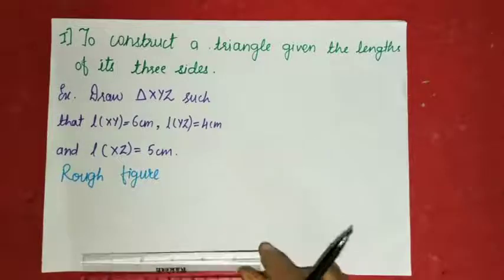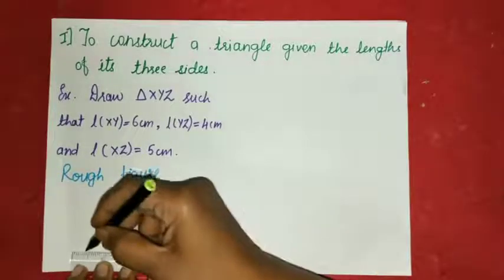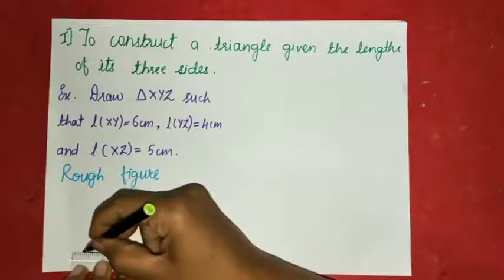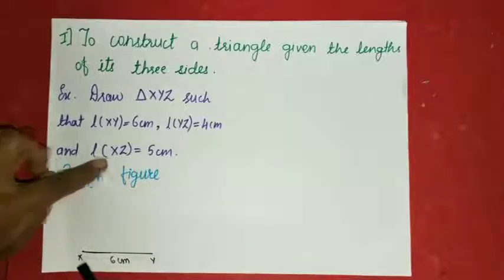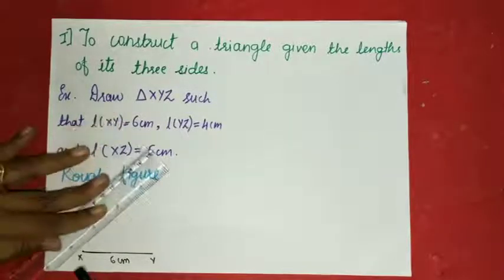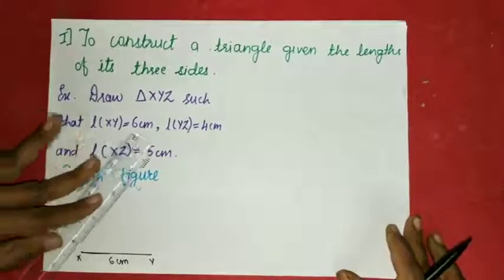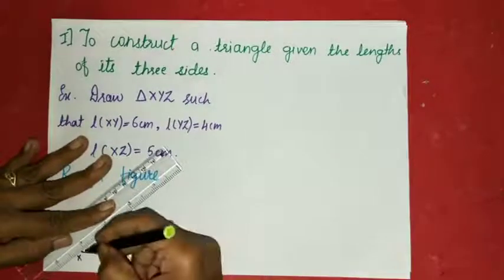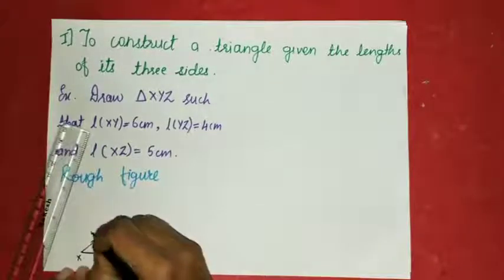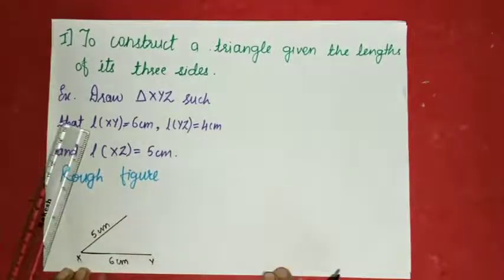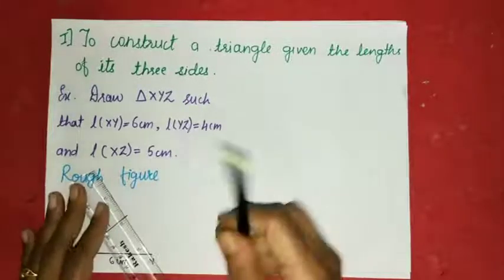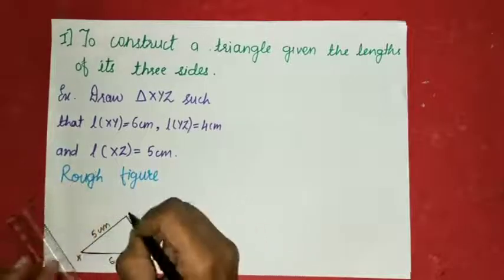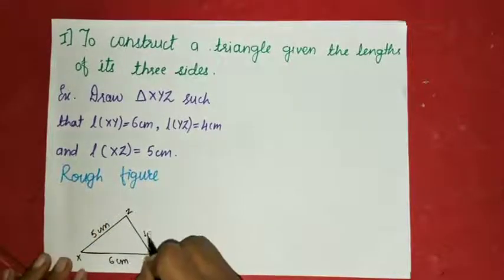So now take any measure, draw segment XY, give it the name as segment XY as 6 cm. Now from vertex X you will draw XZ, that is of 5 cm. Here we are drawing the rough diagram, so we are not taking here the exact measurement. We are just planning the steps to draw the fair diagram. Now here YZ is 4 cm. So from vertex Y we will draw the segment. We will join it here with Z. This will be 4 cm.